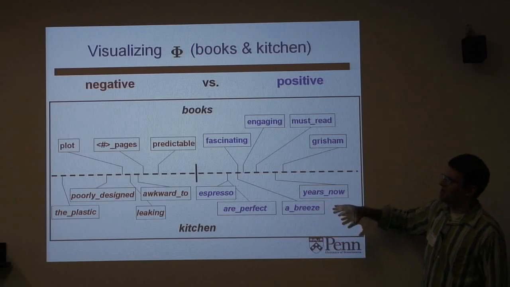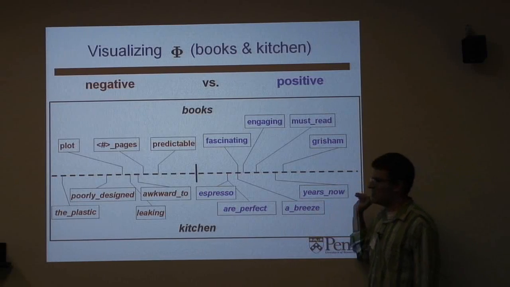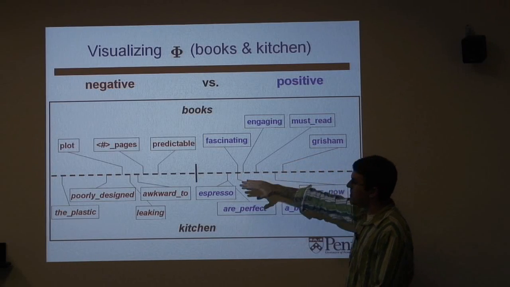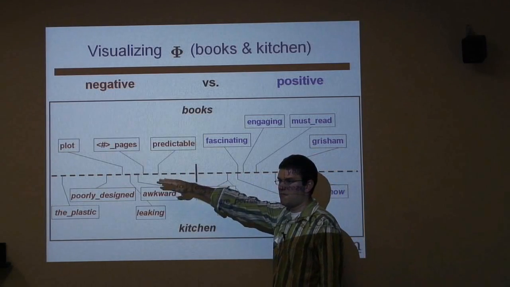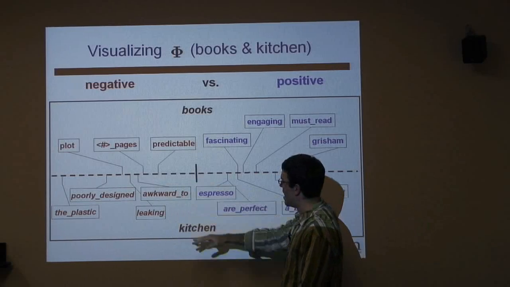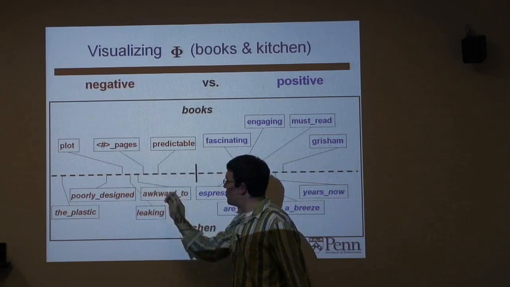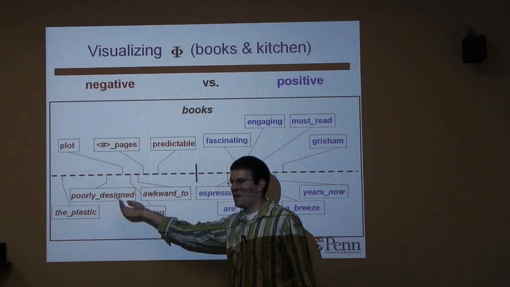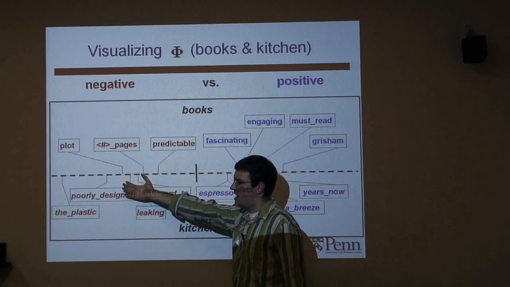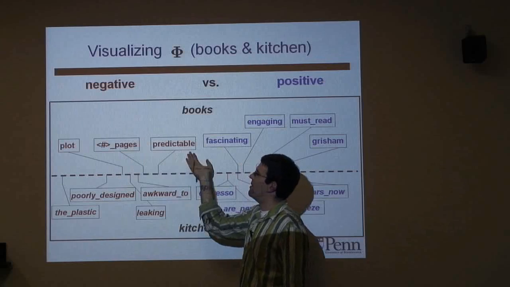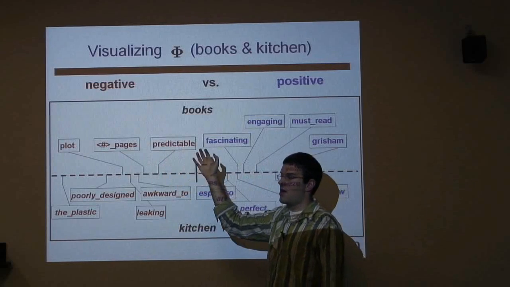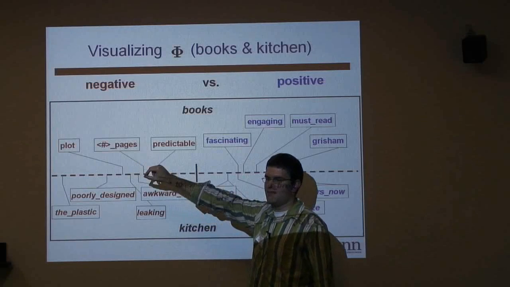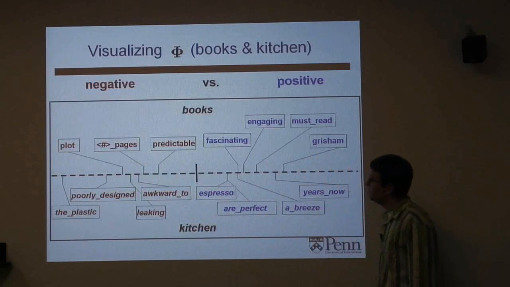So the nice thing about this, other than just being cute, is that remember we're going to want to train a discriminative model here. And even if we've never seen all these words on the bottom, we can tell that "poorly designed," for instance, expresses negative sentiment by virtue of the way it's projected relative to "plot," "predictable," and "number of pages." And we do have labeled data for these, right? So we can tell this immediately from our labeled data.